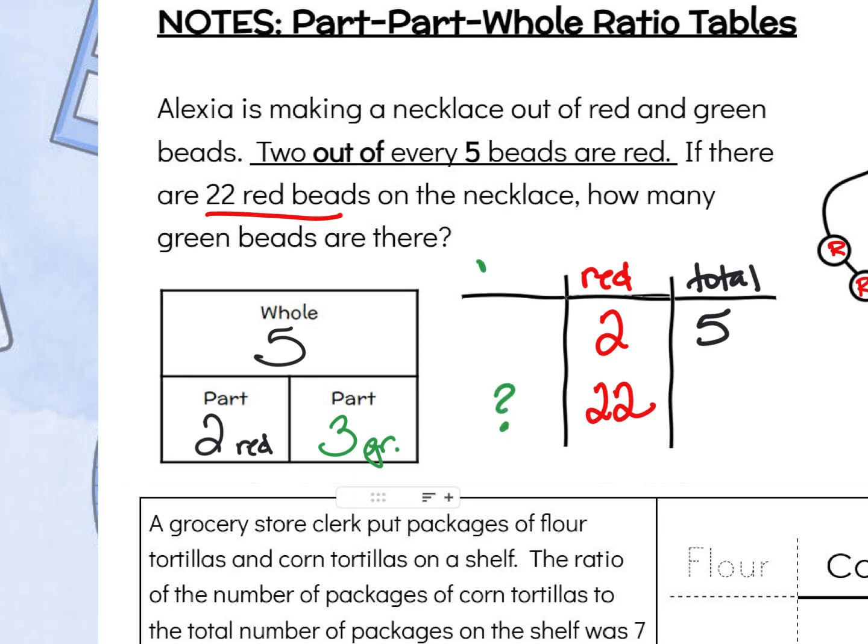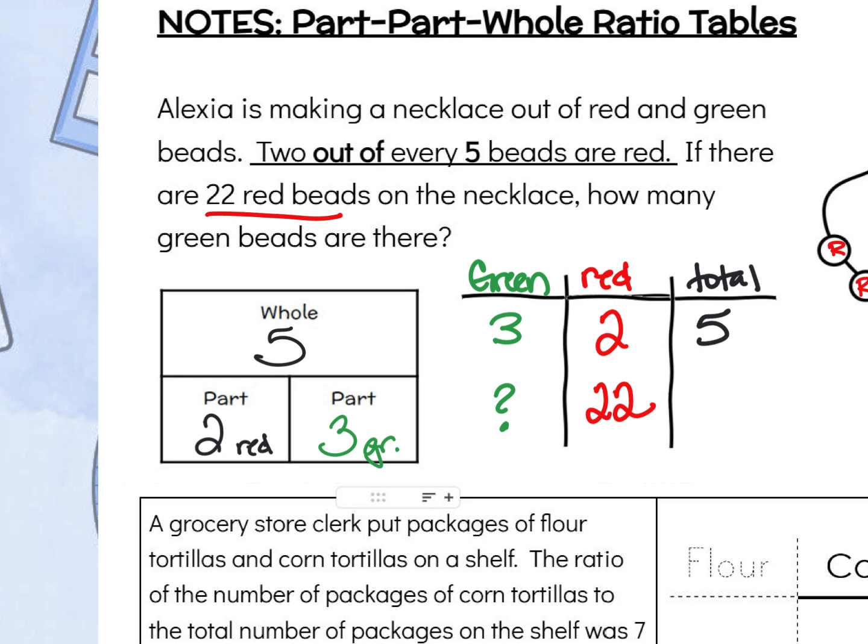Like what? Where did green come from? Now they're talking about green. That's a new category. So then I go back to that 2 and 5 and figure out, well, if there were 5 total and 2 of them were red, 3 of them would be green.